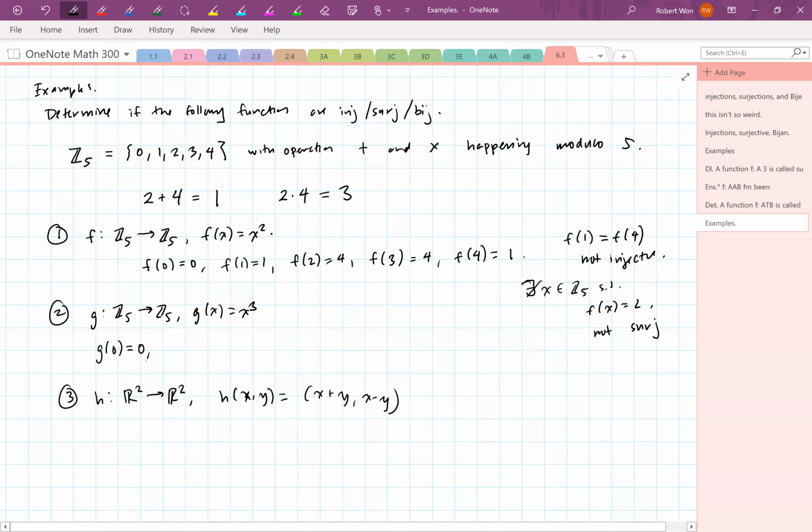g of 0, that's 0 cubed, that's 0. g of 1, that's 1 cubed, that's 1. g of 2, that's 2 cubed, that's 8, so really it's 3. g of 3 is 3 cubed, that's 27, so really that's 2. And g of 4, that's 4 cubed, that's 64, that's 4. So, is this function injective? Yes, every input maps to a distinct output. It is injective because if you take 2 different inputs, you always get different outputs. It's also surjective because every single number appears as an output: 0, 1, 2, 3, 4. Which also means that it's bijective because it's both injective and surjective.